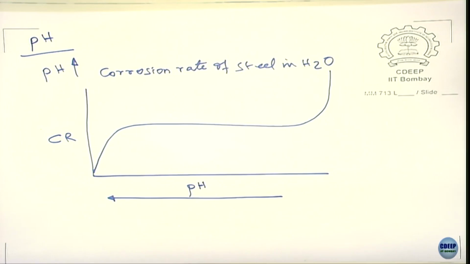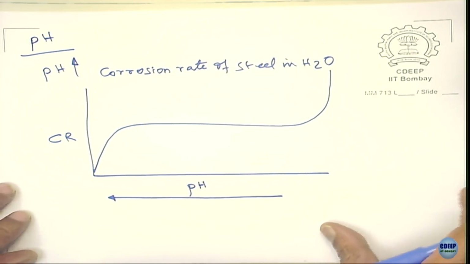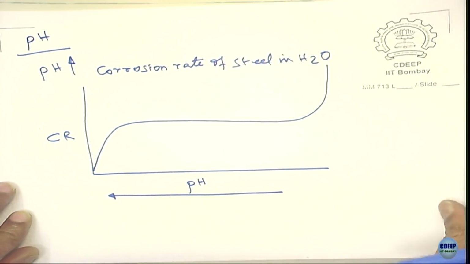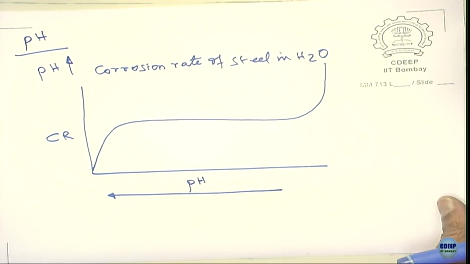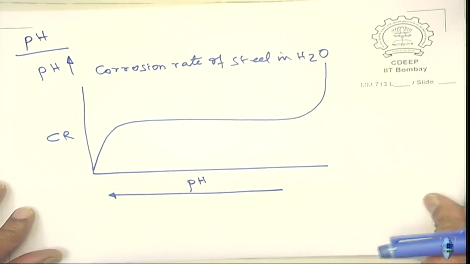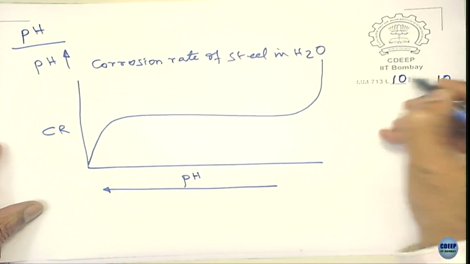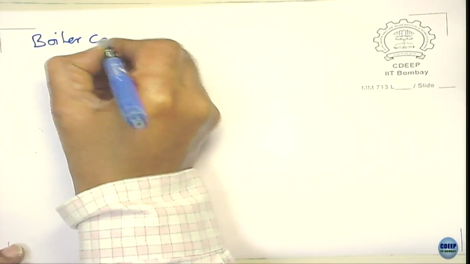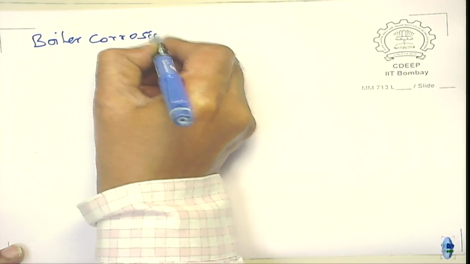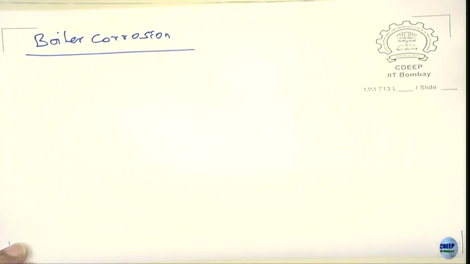Now, you know the boiler, right? I am going to give an example and you are going to give me a solution to the particular problem. Let us take the case of boiler corrosion. I think you guys know about boilers. What do people use boilers for? Anybody? Any idea? Why do people use boilers? What purpose? Yeah, steam generation, right? Steam is used for many purposes.